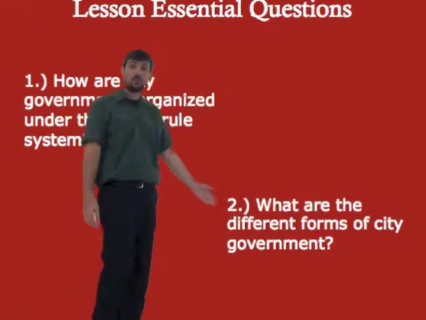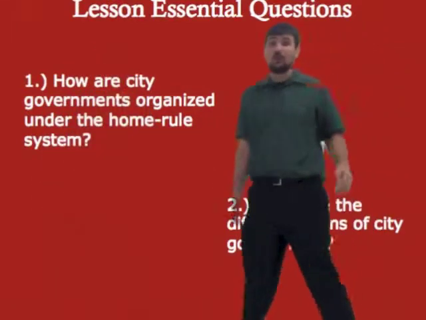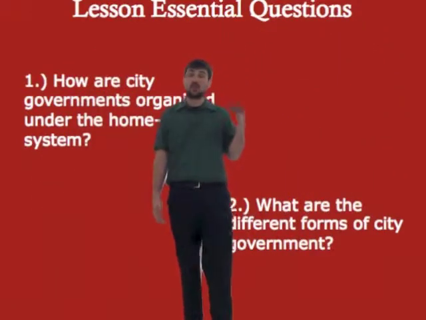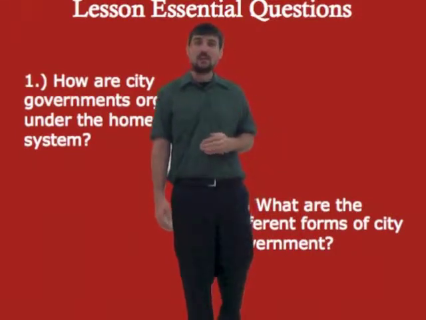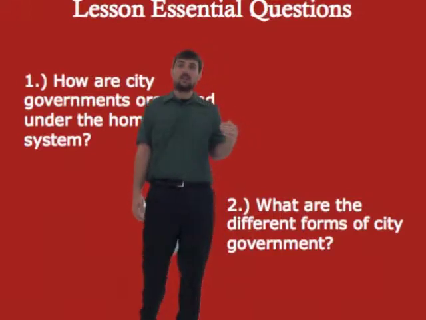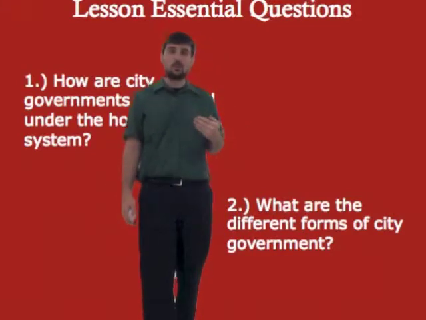Lesson essential question 2: What are the different forms of city government? Remember, you have two mayor-council forms, one a strong mayor and one a weak mayor. Then you have a commission and you have a council manager form. If you need more information on these different forms, rewind through the video and re-listen to what I have said earlier.